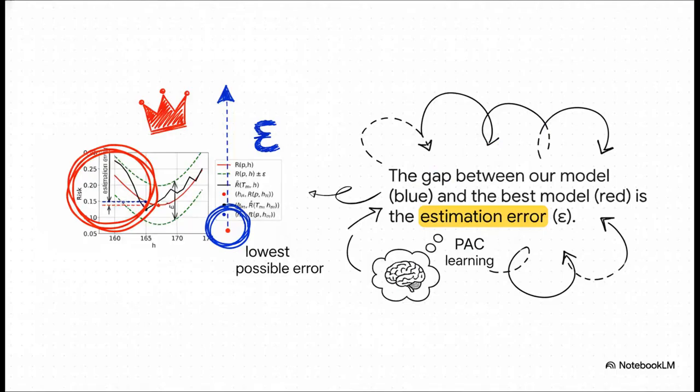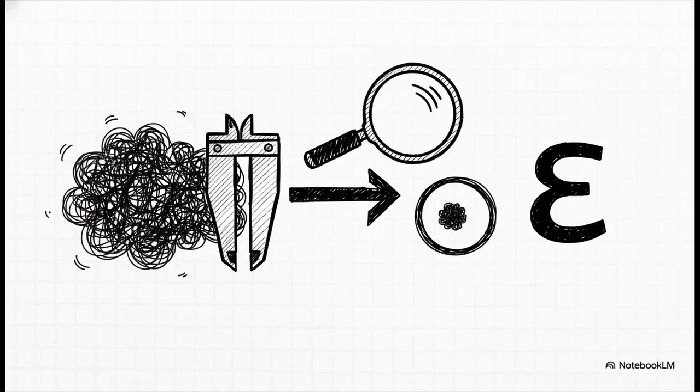This visual just nails it, right? That red dot at the bottom, that's the theoretical best, the lowest error anyone could ever achieve. Think of it as the gold medal. Now, the blue dot, that's our model. That's the one we actually built from our limited data. The distance between them, that's our estimation error. And in the world of PAC learning, we give that little gap a name, epsilon. So our first mission is to put a leash on that epsilon.